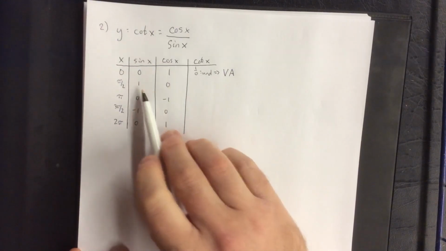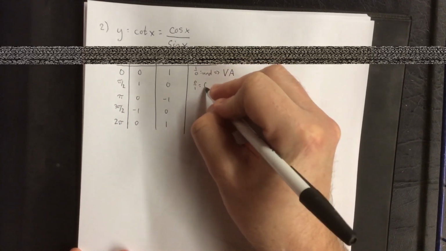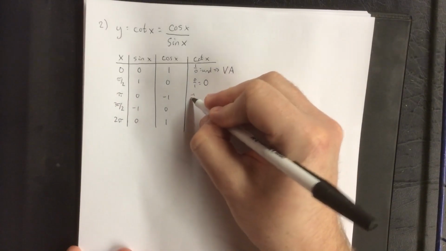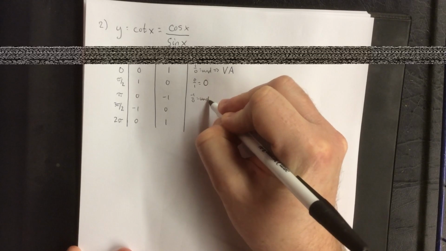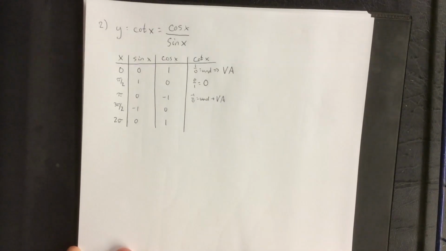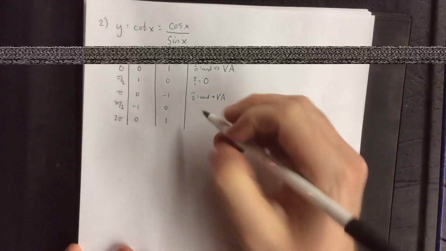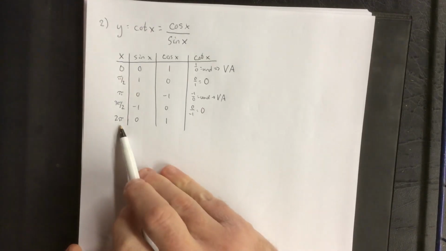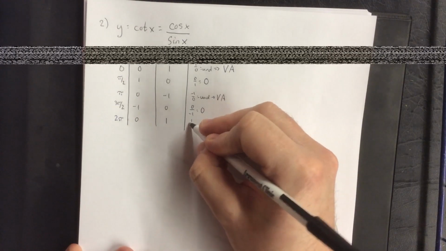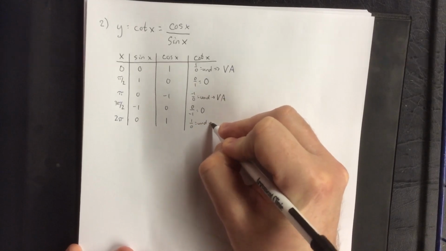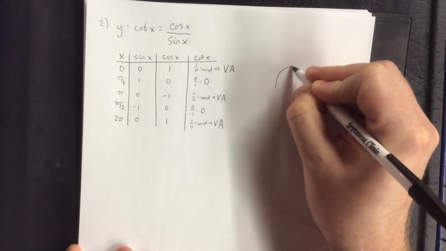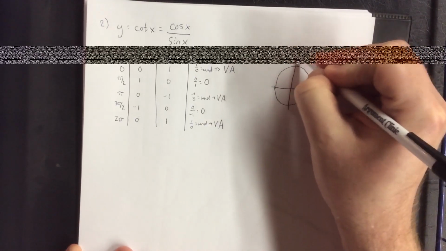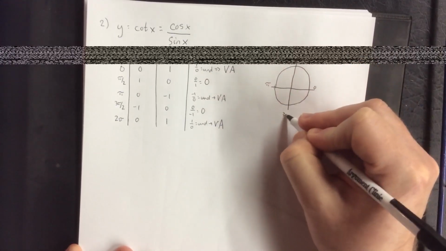At pi over 2, we would have 0 divided by 1. 0 divided by 1 is not undefined, it is in fact 0. At pi, we would have negative 1 divided by 0, which is undefined. Therefore, we'll see a vertical asymptote appear. At 3 pi over 2, 0 divided by negative 1, that'll be 0. And finally, at 2 pi, we see the same thing as we did at x equals 0, which is 1 divided by 0, which is undefined, which manifests as a vertical asymptote. As we did for the tangent, we'll be referencing some angles on the unit circle to come up with as accurate a graph as possible.